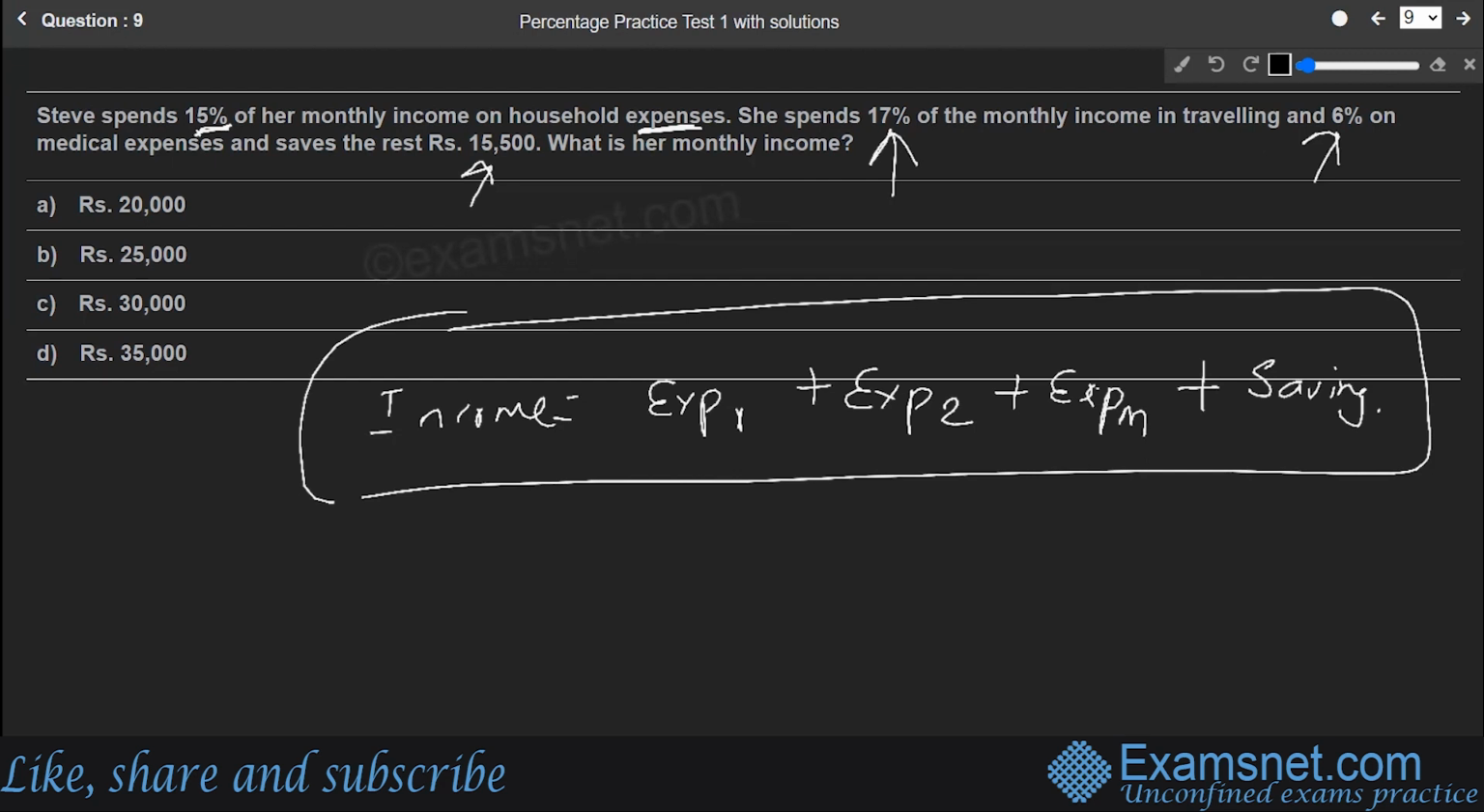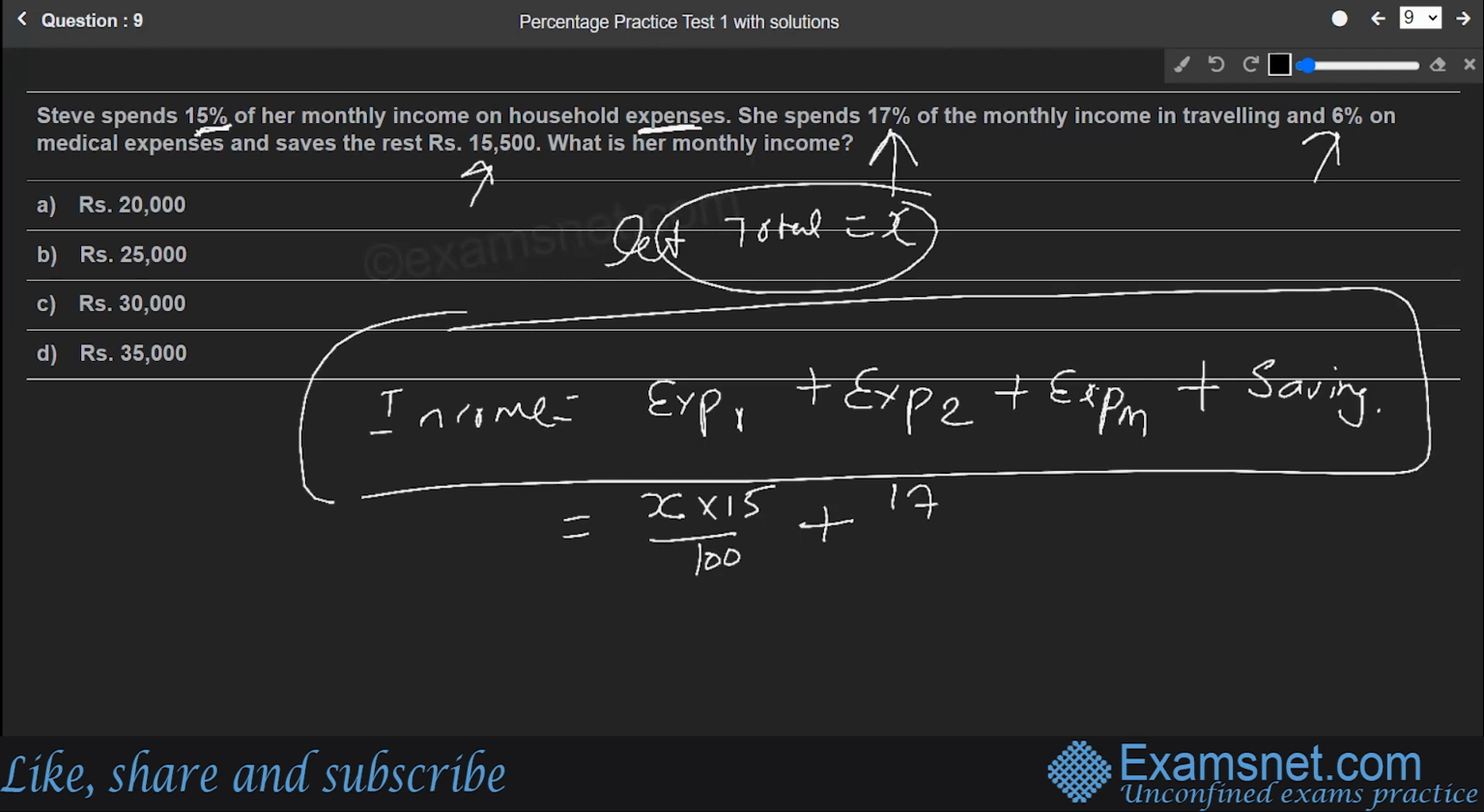For doing that we can assume the income to be x. Let the total income be x, so we can solve it using this. The first expenditure is 15%, so 15% of x, that is 15x by 100, on household expenditure, plus the second expenditure on traveling, 17x by 100, plus the third expenditure on medical expenses, 6x upon 100. Then the saving, 15,500, has to be added. This is equal to the total income, which we had assumed to be x. So we are supposed to solve this expression to get the value of x.